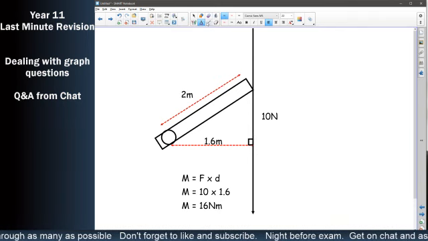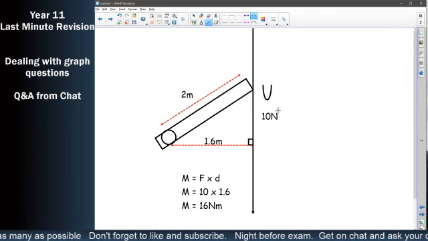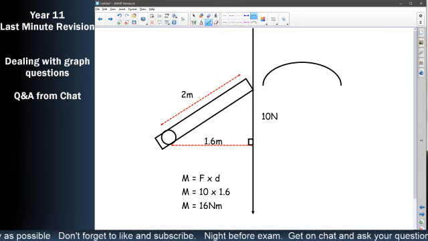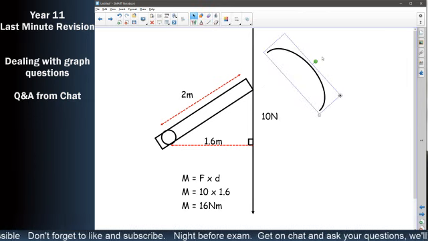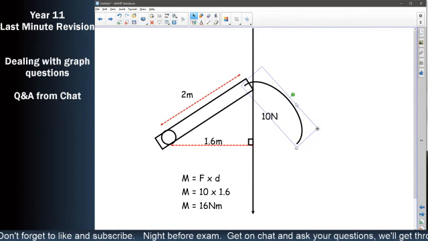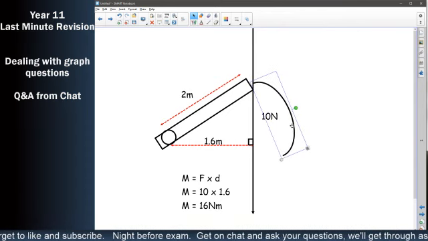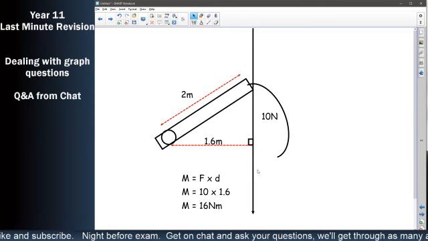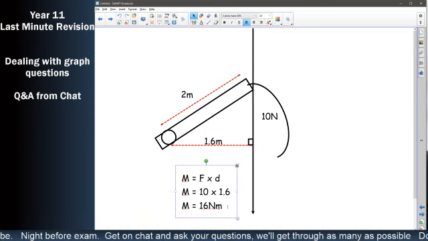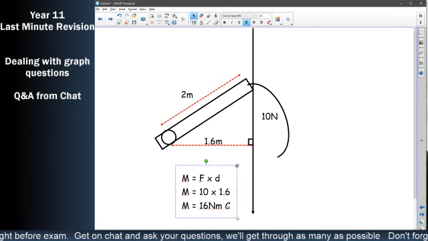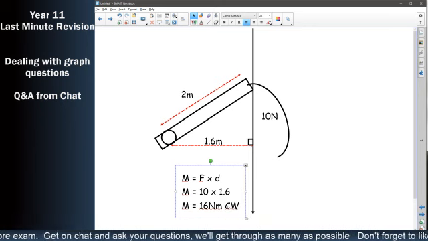Okay, and this thing is going to turn in this direction. Let me see if I can get a curvy line going on here. Oh, curvy lines. Okay, but it's not going to go that way there, it's going to go like that. So this thing's going to arc kind of in this direction. This is the most terrible thing I've ever seen in my life. Anyway, it's going to arc round this way, which is exactly the same way that a clock goes. So this is therefore 16 Newton meters clockwise. And we're done.